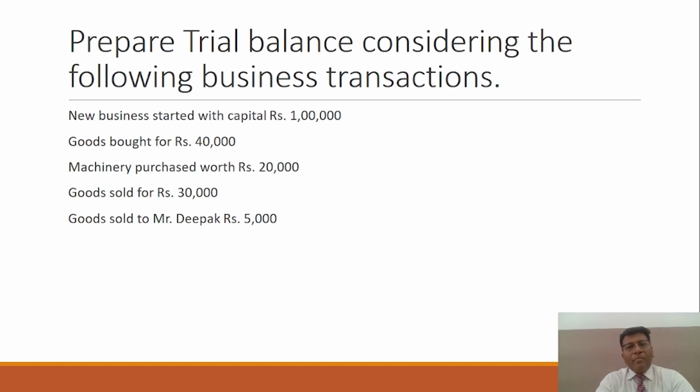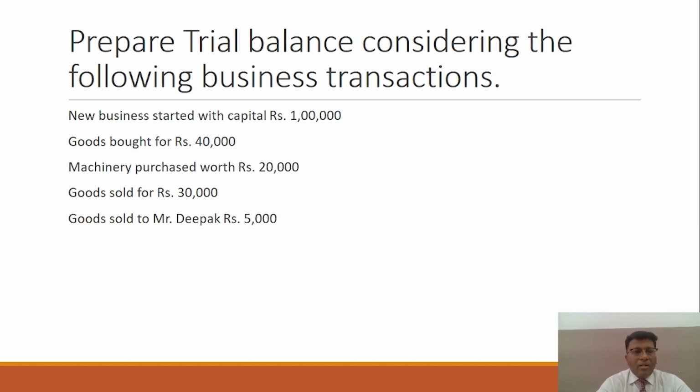Now prepare a trial balance considering the following business transactions. This is a very small example for your understanding of how to prepare the trial balance. As you see on the screen, a new business started with capital of rupees 1 lakh. As the new capital was brought in, no doubt you have to make the entry: cash account debit to capital account. And goods bought for rupees 40,000, a cash transaction, so purchase account debit to cash account rupees 40,000.